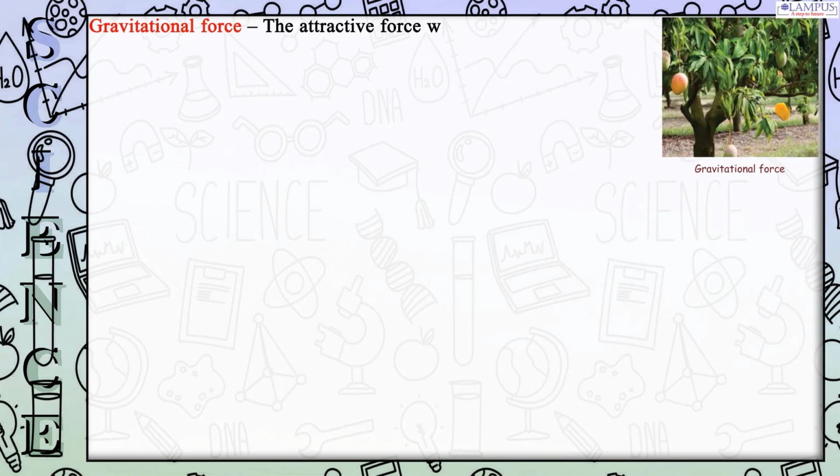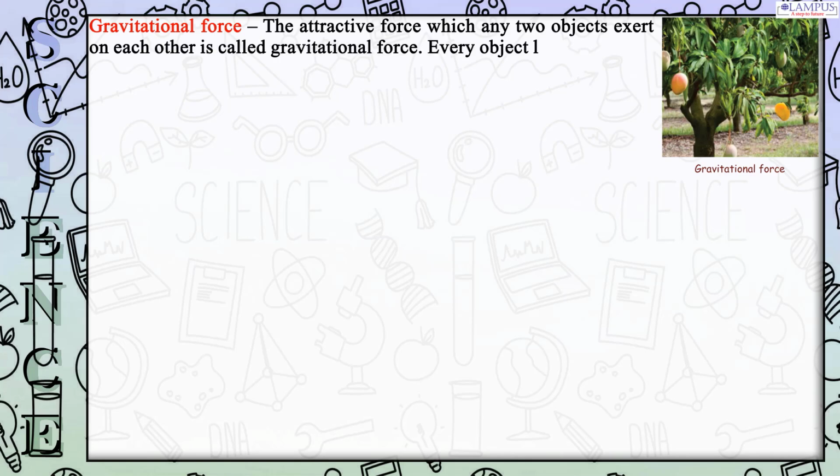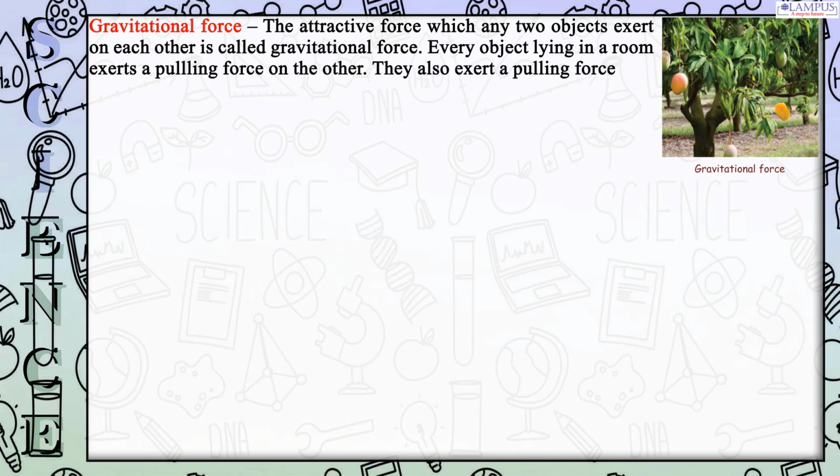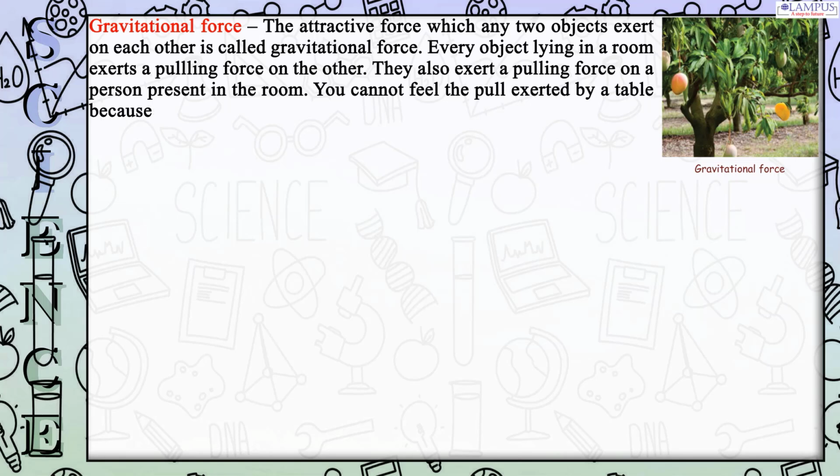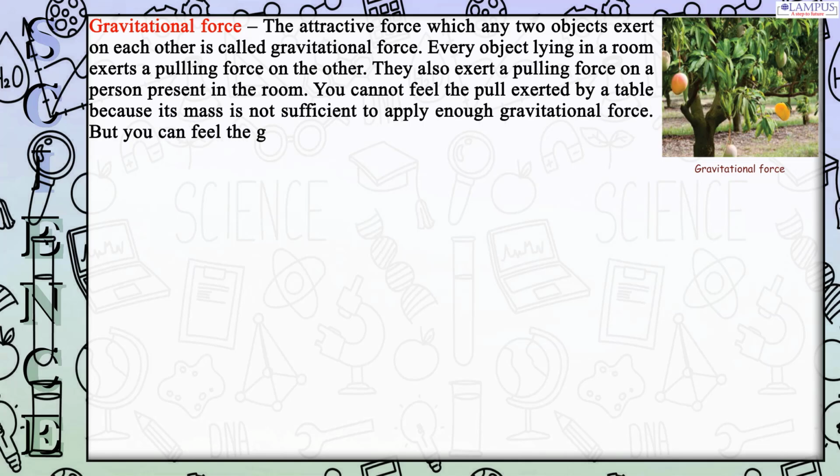Gravitational force. The attractive force which any two objects exert on each other is called gravitational force. Every object lying in a room exerts a pulling force on the other. They also exert a pulling force on a person present in the room. You cannot feel the pull exerted by a table because its mass is not sufficient to apply enough gravitational force. But you can feel the gravitational pull of the earth because the earth is very big.